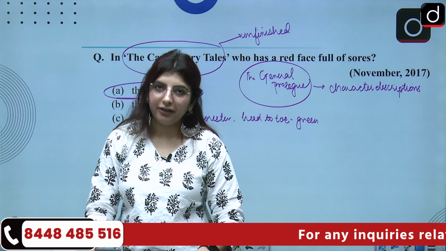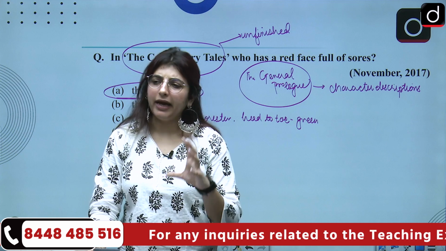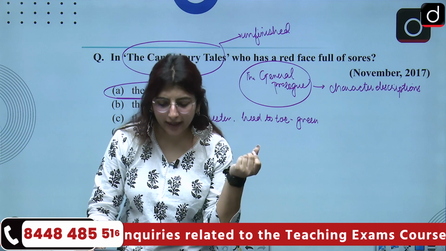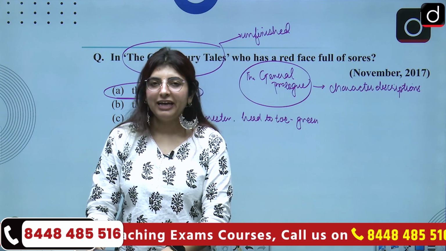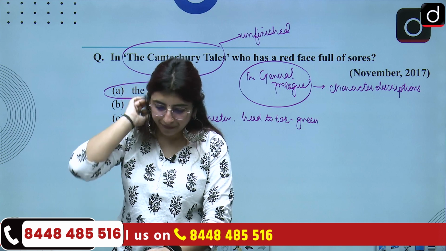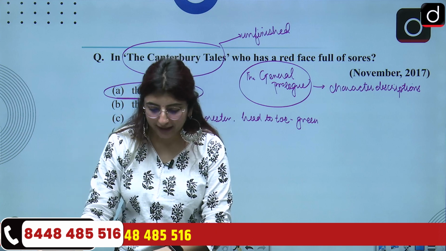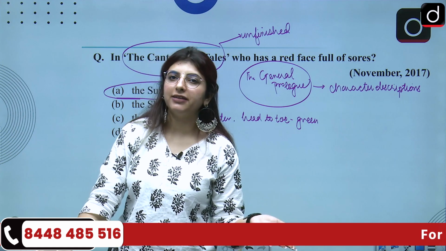Then we have the reeve. Reeve is a steward, manager of the estate. Old, thin, shrewd, okay? And he is somewhere or the other corrupt as well, right? If we try to talk about his description, how has he been described? His hair was shorn as a priest's and it was long, and he was a carpenter by his craft.